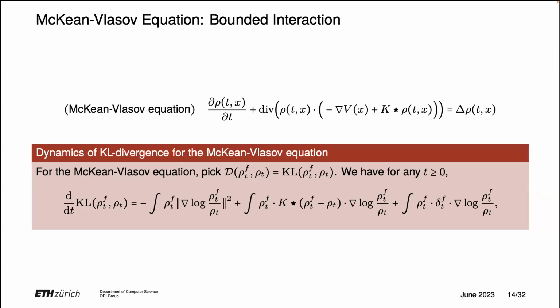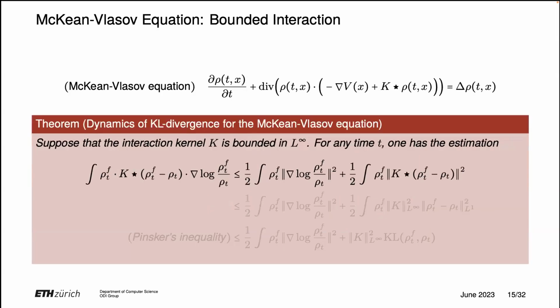Following the same idea, we can handle the last term easily by using the geometric-arithmetic mean inequality. And now the problem is: how do we handle the second term? Now that we have assumed that K is bounded, it's actually easy. Let's use the geometric-arithmetic mean inequality again. The first term can be controlled by the negative Fisher information that we have in the previous inequality. And to handle the second term, we can exploit the boundedness of K.